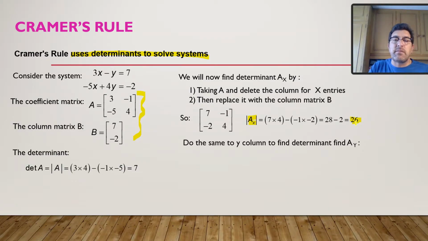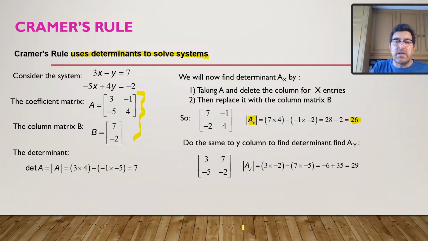Now we do the same for the y column. We take the y column here, minus 1, 4, and we replace it with the column matrix. We find the determinant A sub y. That is 29. Okay, so we've done what we are supposed to do. There are two variables, so we need two determinants. And now for the solutions.